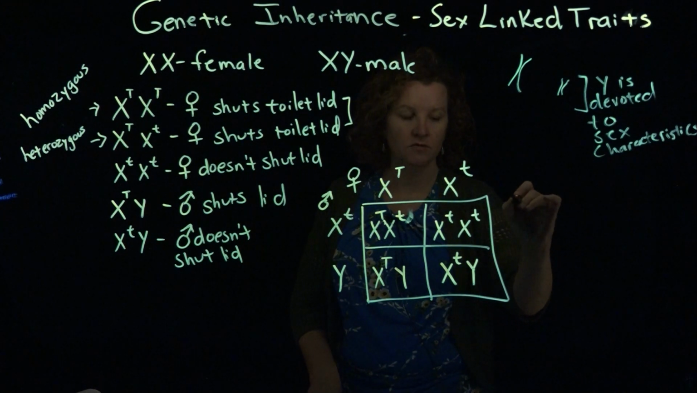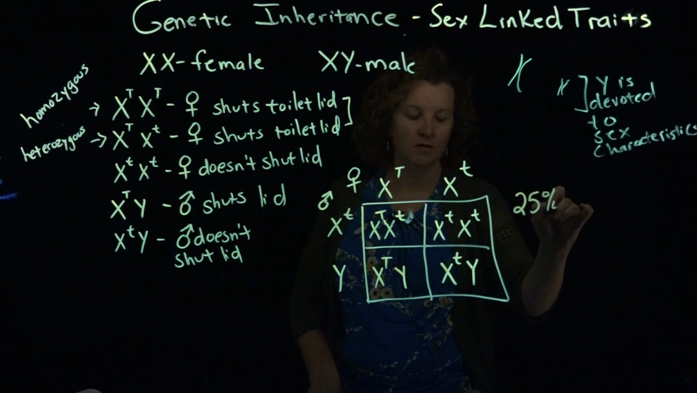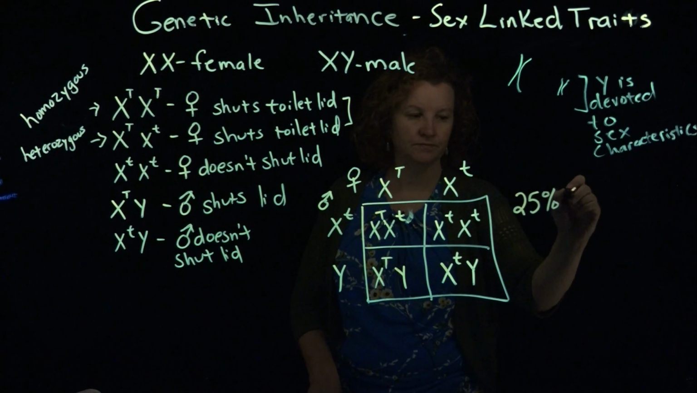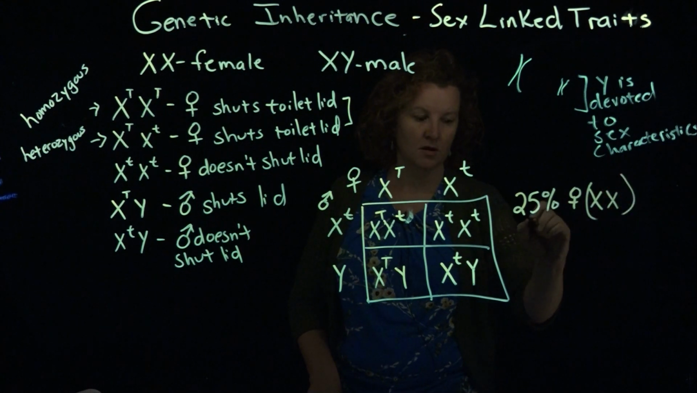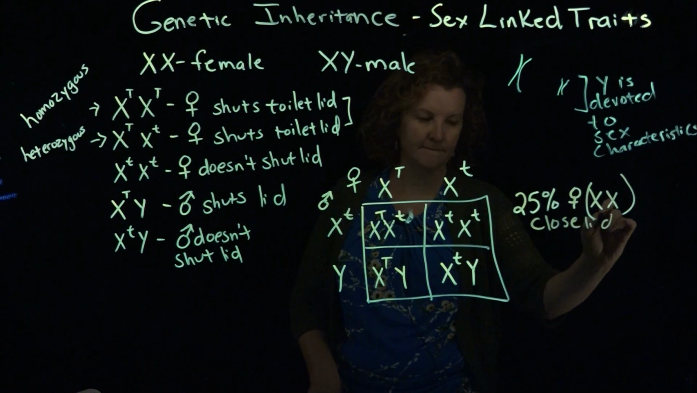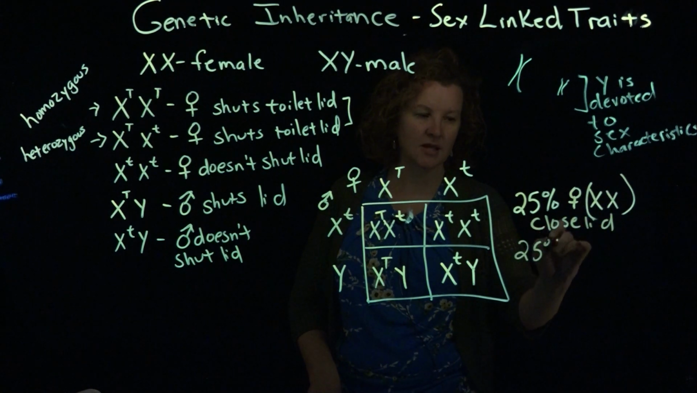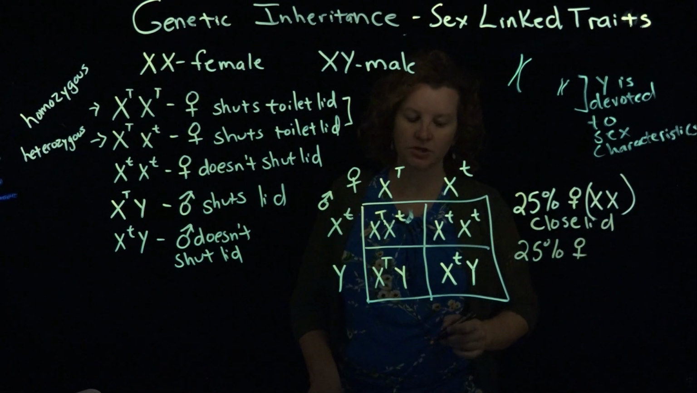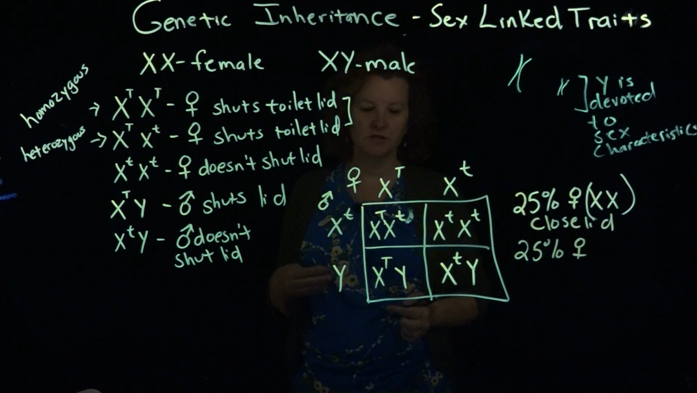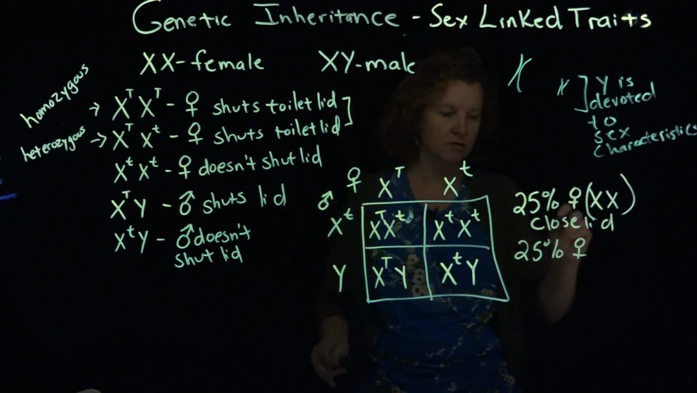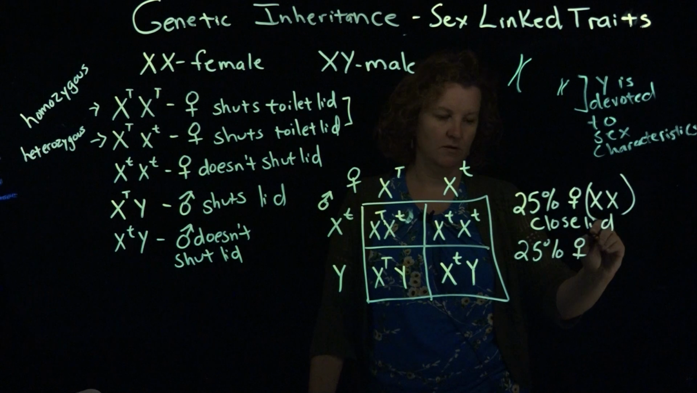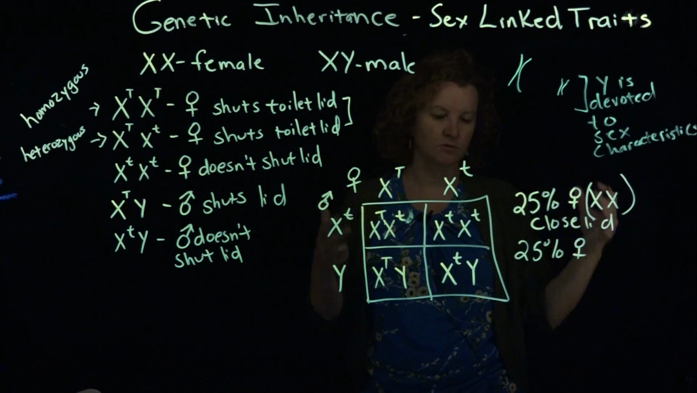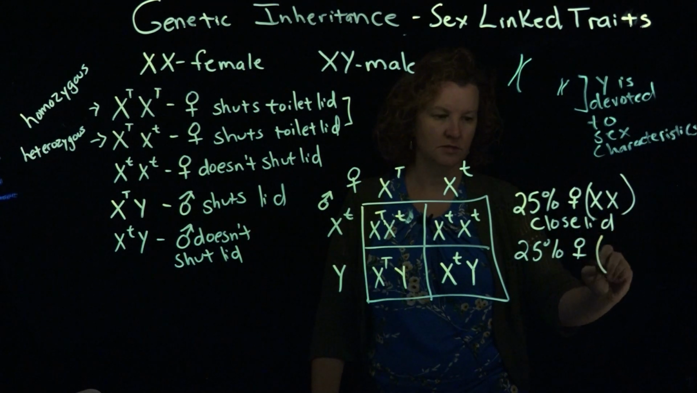But you would get 25% of the daughters. That's our XX, just to remember. Close the lid or shut the lid. 25%. And this is, again, just predicted possibilities. Could you have, if you have a family, 4 boys in a row that all close the lid? Yep, you could. So these are just predicted possibilities, but they tend to map the patterns fairly well. But sometimes in small groups, statistically, you don't see that as much.